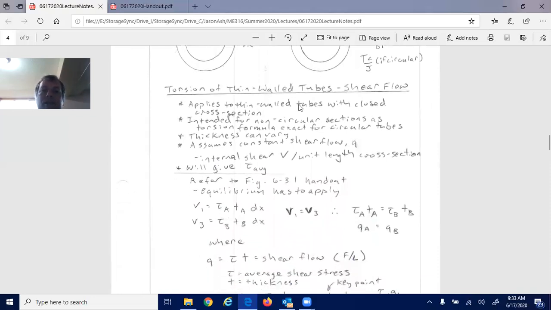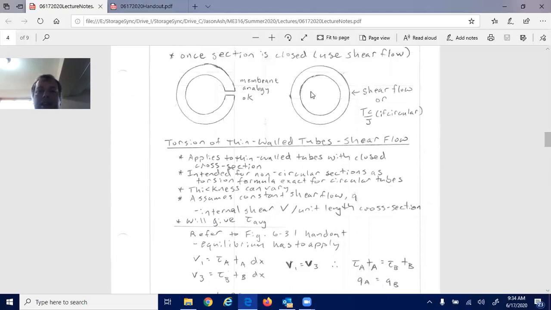It applies to thin-walled tubes with a closed cross-section, meaning that it goes all the way around for a full perimeter. It is intended for non-circular sections, as the torsion formula is exact for circular tubes. The thickness can vary along the length of the beam, or the length of the shaft, or the cross-section. So let's state that again. The thickness is allowed to vary along the cross-section.